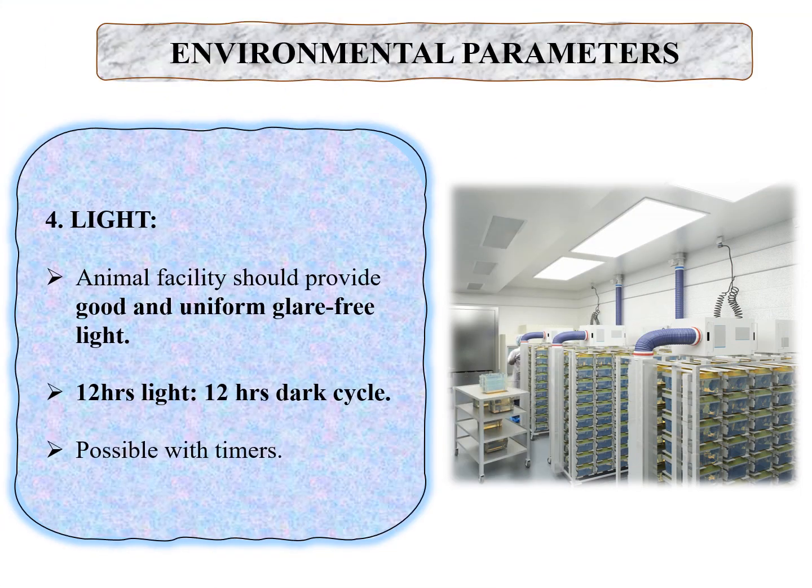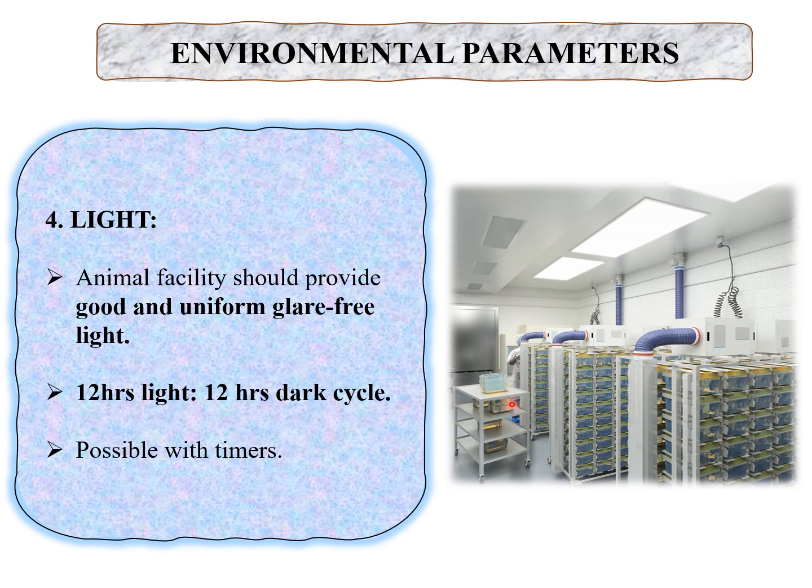Next parameter is light. An animal facility should provide good and uniform glare free light. Glare free light means it should not glare on the eyes of the animals, and neither should it be too dim. And experimental animals require a 12-hour dark and 12-hour light system.